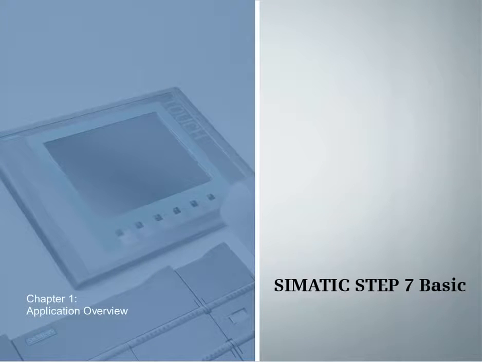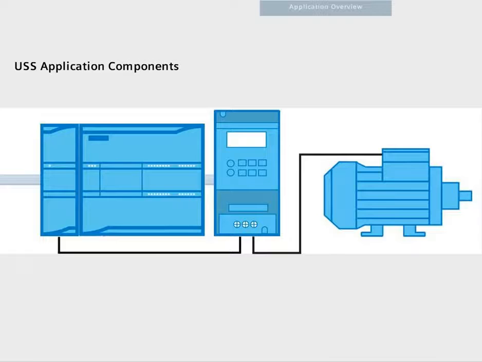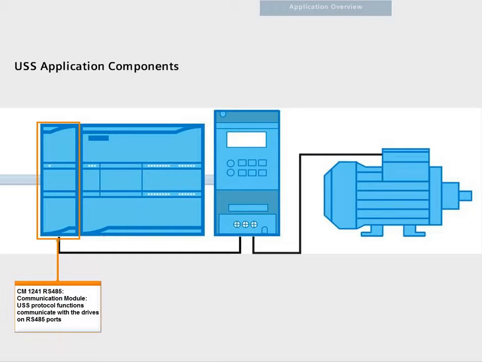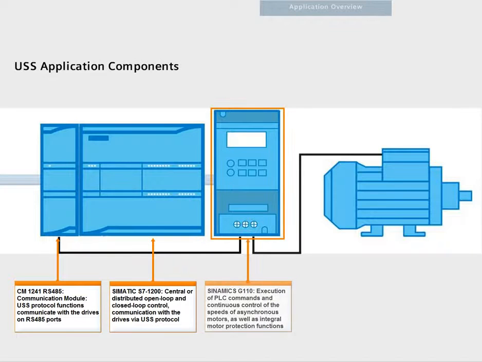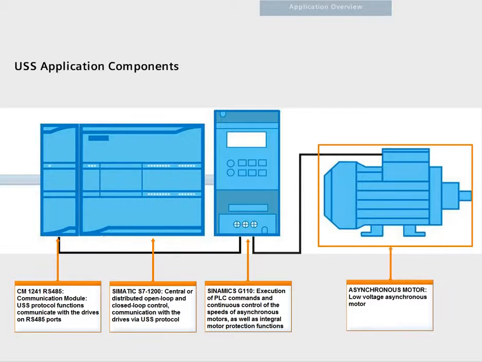Chapter 1. Application Overview. The following hardware is required for controlling the Universal Serial Interface, called USS protocol: an RS-485 communication module, an S7-1200 controller, a frequency converter, for example SINAMICS G110, and an asynchronous motor.